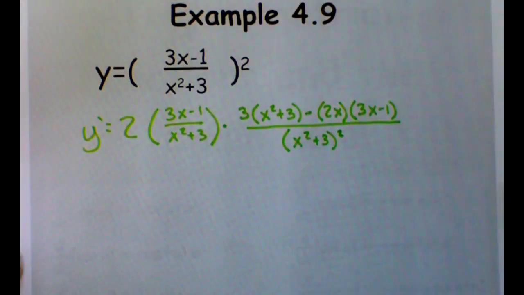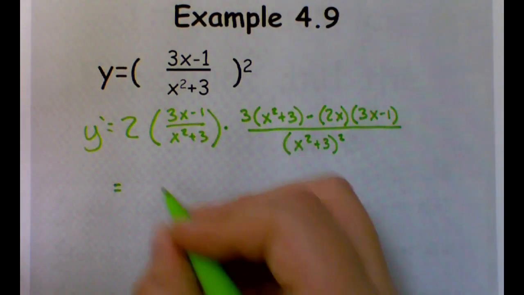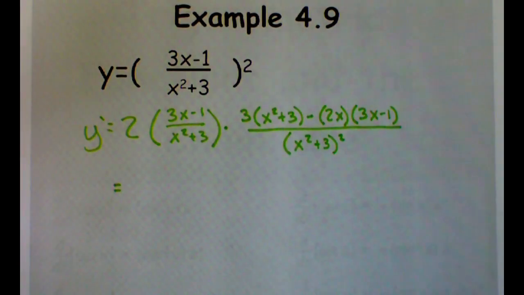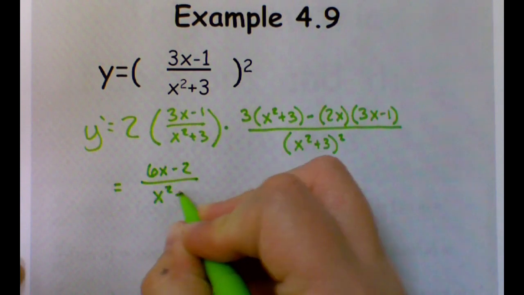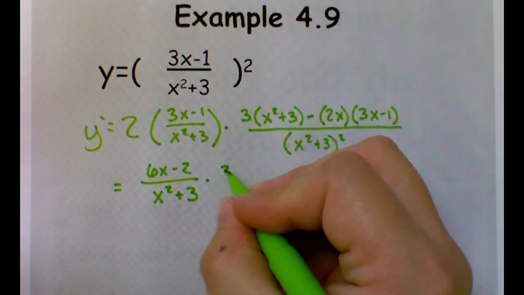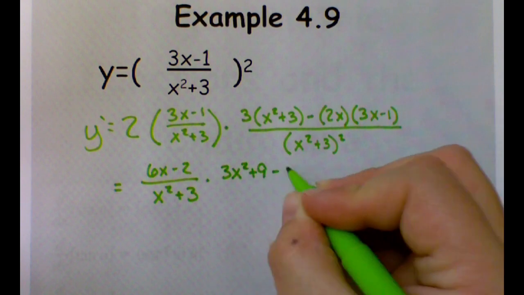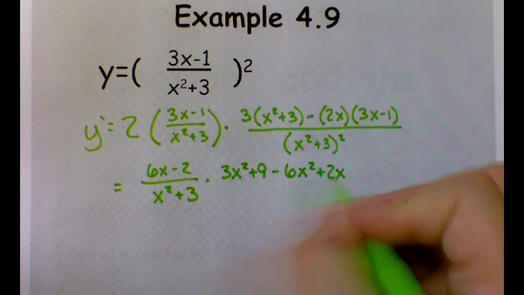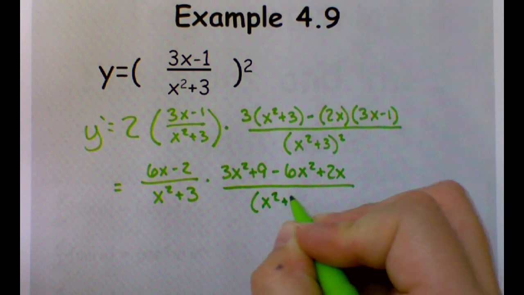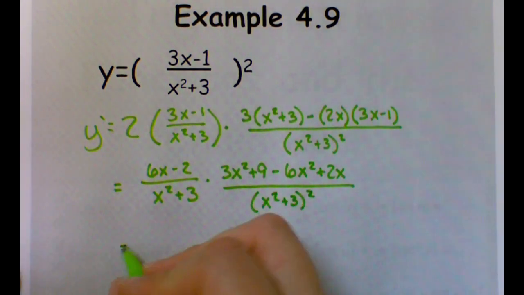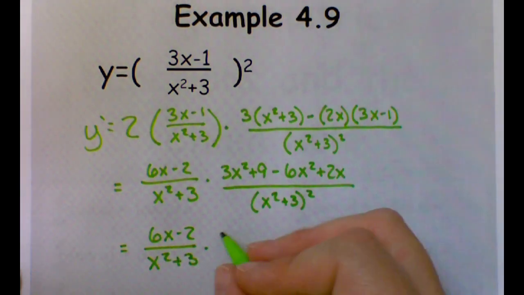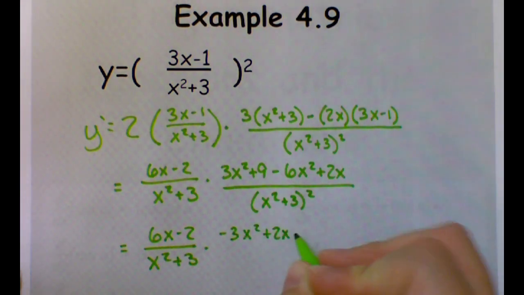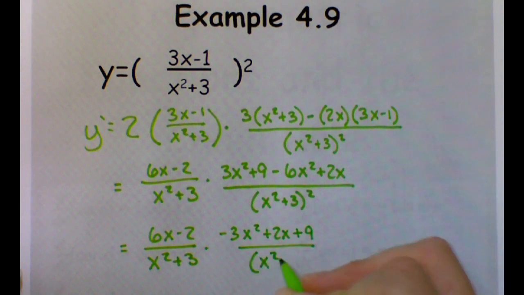So let's combine our numerators and try to get this as simplified as we can. I would probably multiply that 2 into my first fraction here. So 6x minus 2 over x squared plus 3 times, let's see, we get 3x squared plus 9 minus 6x squared plus 2x all over x squared plus 3 squared. Combine my like terms again. I have negative 3x squared plus 2x plus 9 all over x squared plus 3 squared.